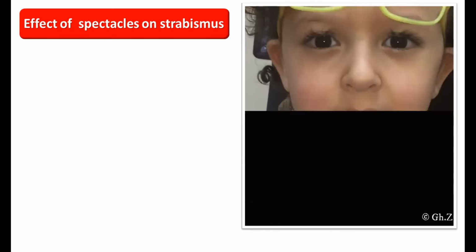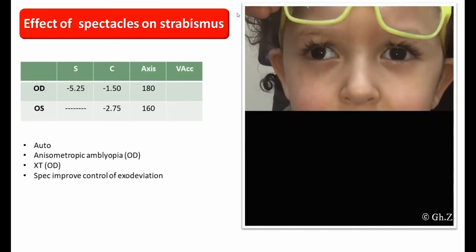As you see here, this child looks fine, like orthotropic, but on removing the glasses, the exo deviation, or the exophoria, becomes evident in his right eye, which is also amblyopic. And this is his refraction. He has a high myopic astigmatism and anisometropia. So this was an example of spectacles having a positive effect on controlling the alignment.